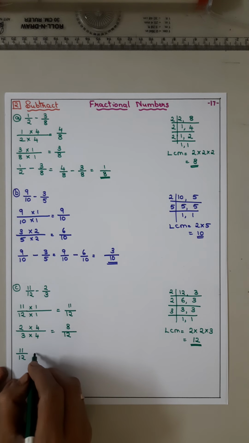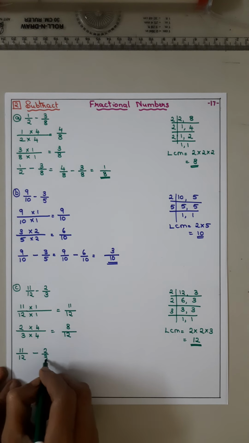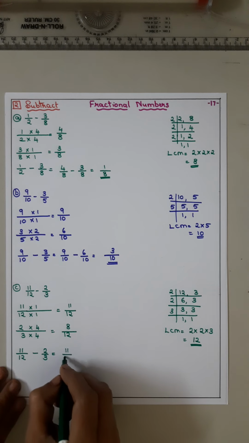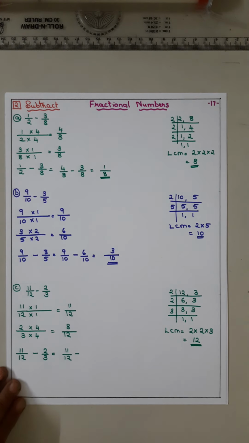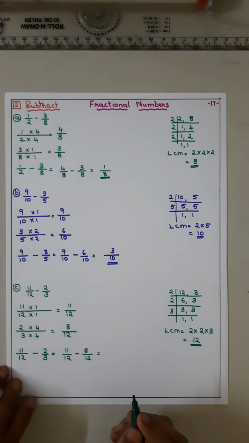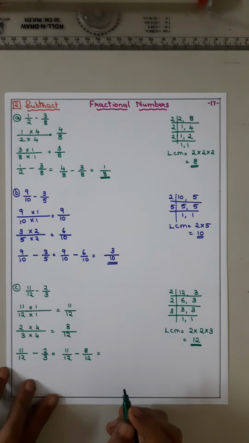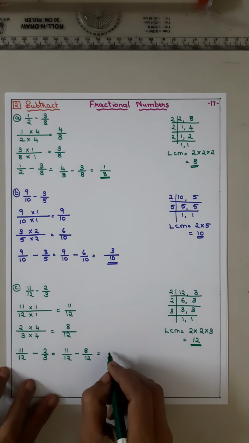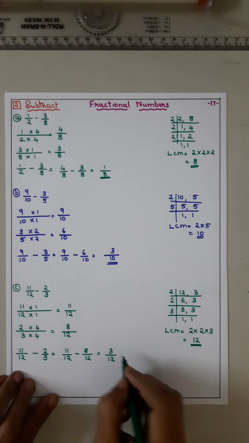11 by 12 minus 2 by 3. The first fraction is 11 by 12. The second fraction, how much did you get? 8 by 12. Now convert, 11 minus 8. How much? 3. Denominator as it is.